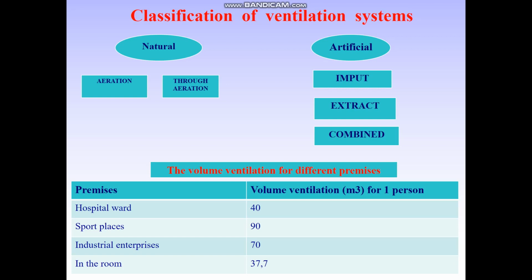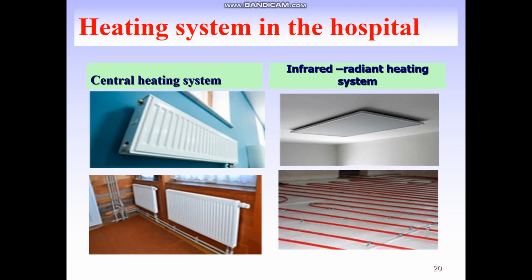Thus, air changes per hour are the basic criterion of ventilation intensity. It is calculated by division of the air quantity entering the premises during 1 hour by the cubic capacity of the premises. For patients, the volume of ventilation at a hospital bed is 30 cubic meters. At heavy physical job, breathing increases, the quantity of exhaled carbon dioxide is increased, so the volume of ventilation is also raised. At sport places, the volume of ventilation for one person is 90 cubic meters. At industrial enterprises, 70 cubic meters.